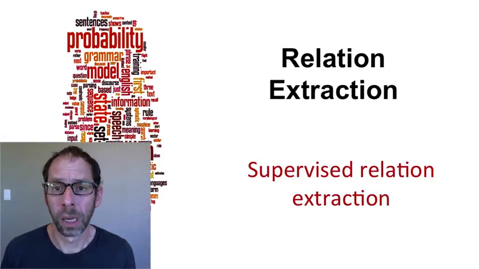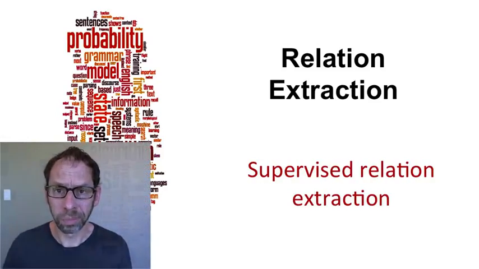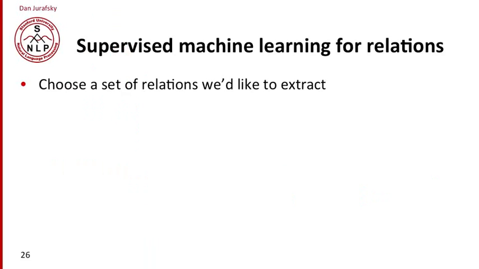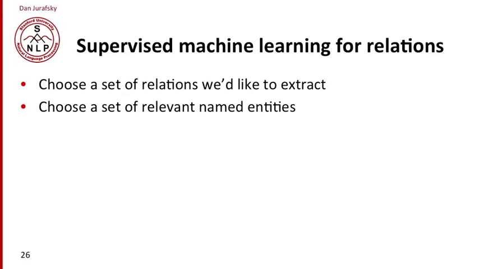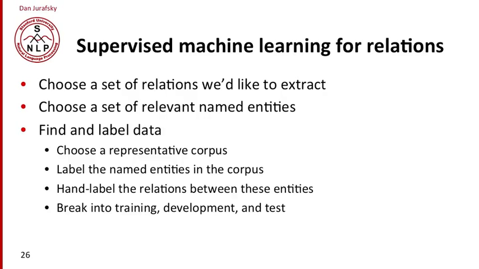Supervised machine learning is an important way to do relation extraction. The algorithm works as follows. We choose some set of relations we'd like to extract. We choose some set of entities we'd like to extract the relationship in between, which presumes we have some named entity tagger that can tag those entities. And now we find some data and we label it.